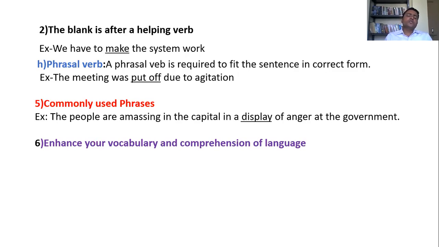And the sixth one, the most important rule, is that you enhance your vocabulary and comprehension of a language.